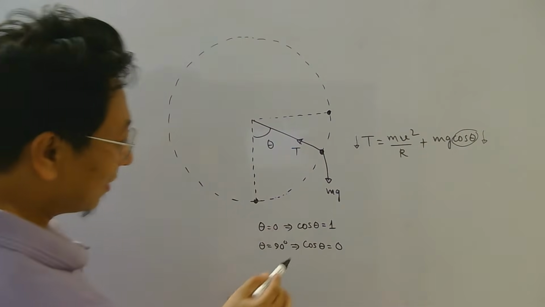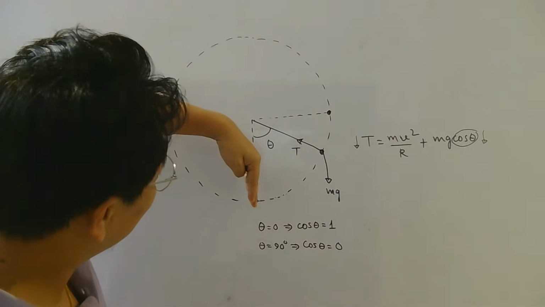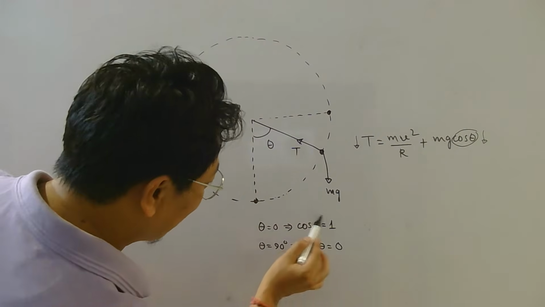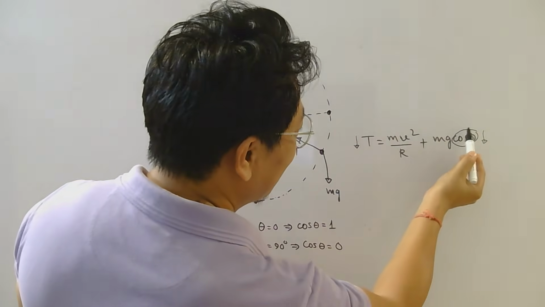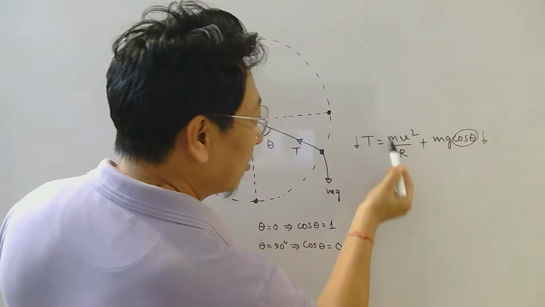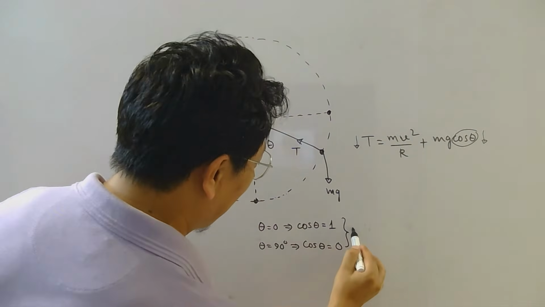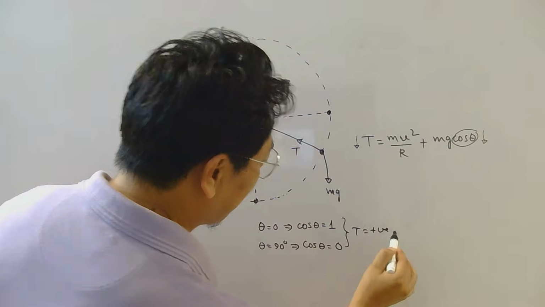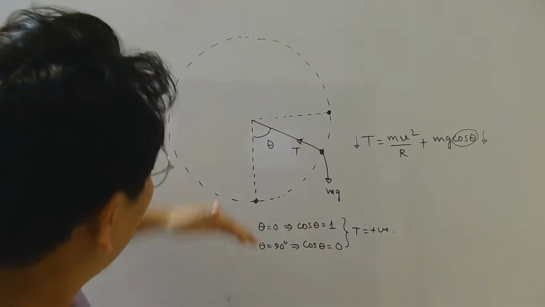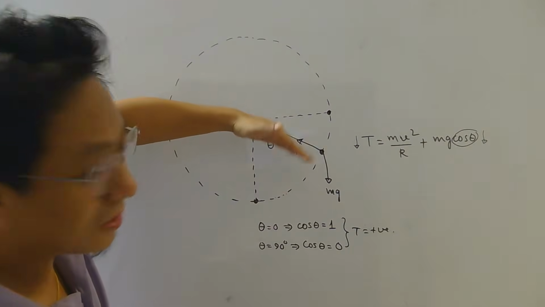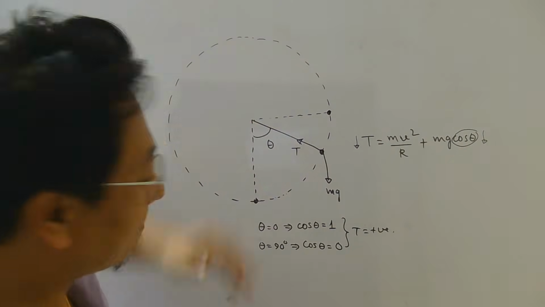But still, between 0 degrees and 90 degrees, you can see cos theta is positive. And cos theta positive means this term is positive, and this term is already positive, v square is positive. So tension is positive in this part. Tension positive means the string is tight. So in this part, the tension in the string will never be zero because it is always positive.